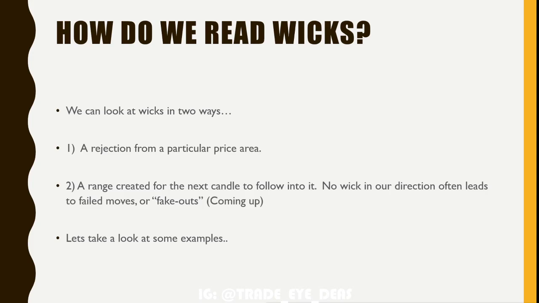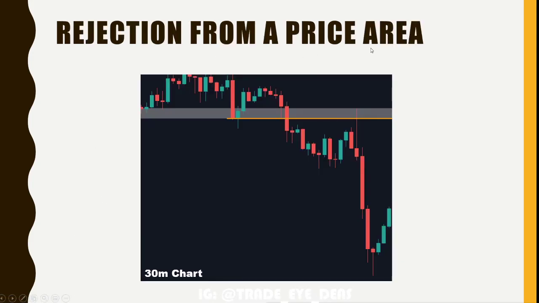Okay, so what we often find is if there's no wick in the direction that we're actually trading, we often find that candles reverse from these points. Not always, but a lot of the time, and this is going to be referred to as a fake out. We're going to be coming up to this shortly, so don't worry, we're going to cover that. But for now, let's take a look at an example of what I've just said, okay? So, rejections from a price area.